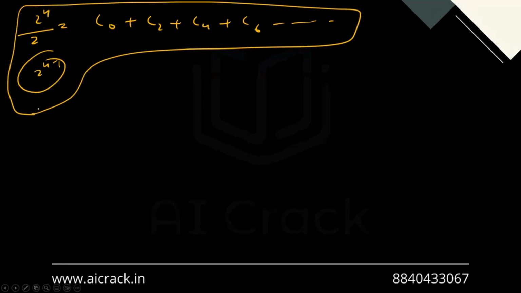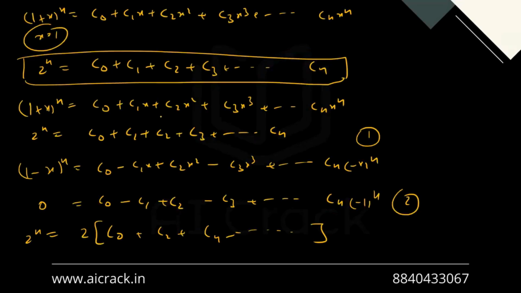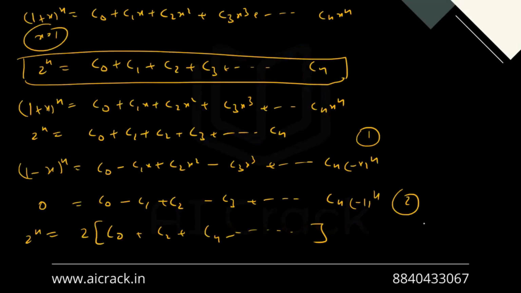Okay. Now if we talk about the last one, that is C1 plus C3 plus C5 equals 2 raised to the power n minus 1. In this case, again, you have to subtract 1 and 2, right? Because in this case, even subscripts would get cancelled out and odd subscripts would get doubled up, right? So you'll again get the same result. So I'll keep the seventh one as homework. Okay, it's very simple. You just have to subtract 1 and 2 and you'll get the answer.